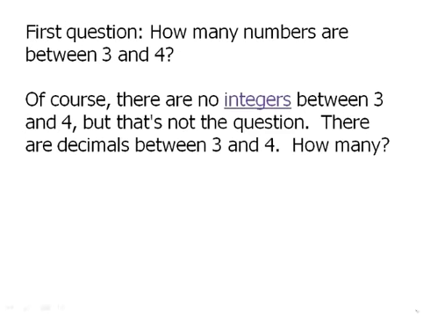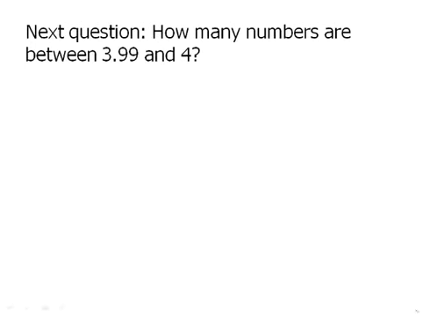There are decimals between 3 and 4. How many of them? Well, of course, the answer is infinity. There's an infinite number of decimals between any two integers. So that's mind-blowing fact number one. Second question, how many numbers are between 3.99 and 4? Well, again, the answer is infinity.